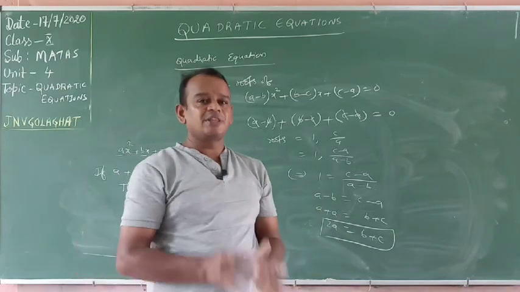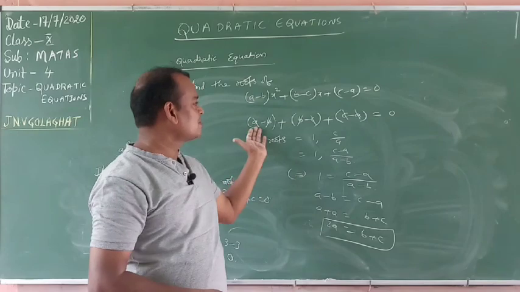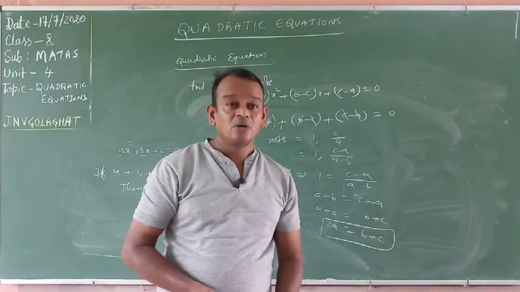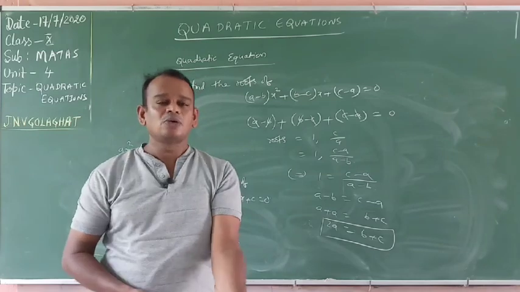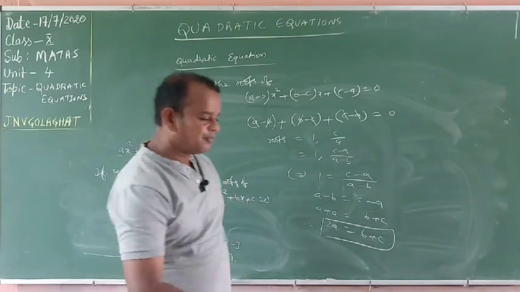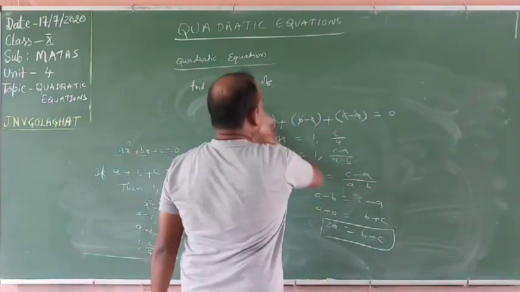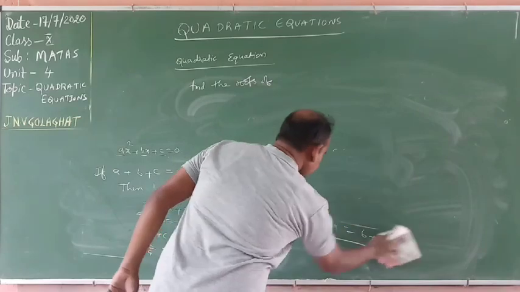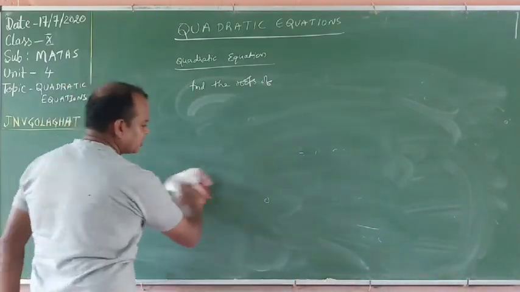A very easy method to find the roots of the given quadratic equation is this one: if the sum of the coefficients is equal to 0, only then it is possible, the roots are 1 comma c by a. 1 comma c by a. First we will take another example.